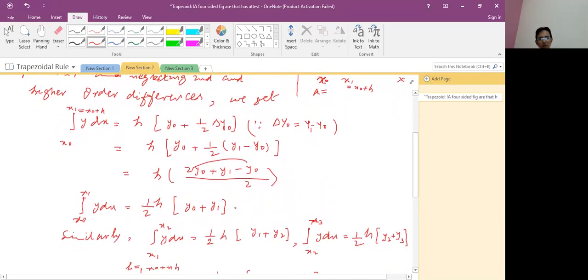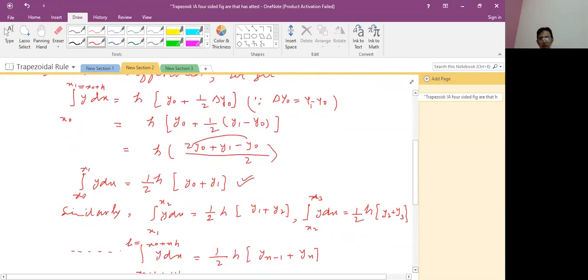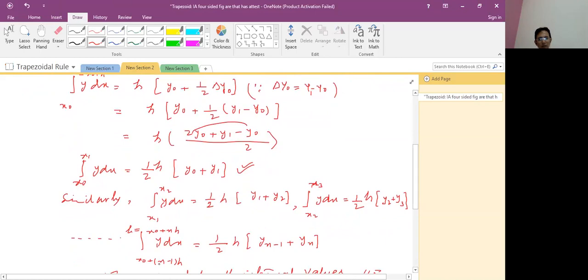So when we have found x naught to x1, similarly we determine x1 to x2 of y dx, which is h upon 2 of y1 plus y2. Similarly for the next integral, x2 to x3, it is y2 plus y3. And for the last nth interval, from x naught plus n minus 1 of h to x naught plus nh, it is h upon 2 of y of n minus 1 plus y of n.